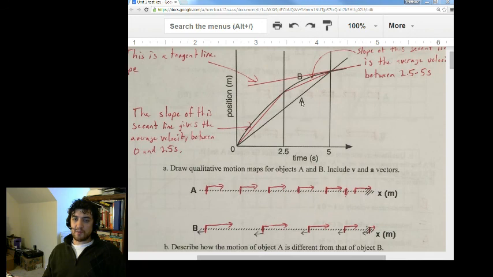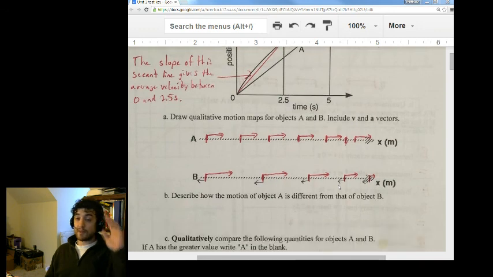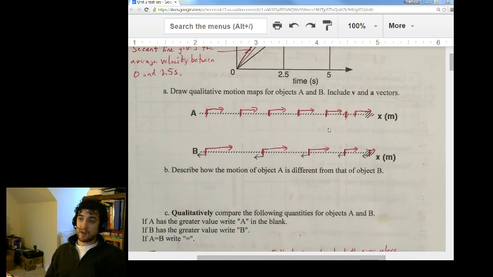Okay. Object A compared to object B. As we look at the motion map here, we can see the most obvious difference is that B is moving with constant acceleration, while A is moving with constant velocity. You can see this because A has a constant slope, where B's slope is diminishing over time. So if we want to know how A is different than B, that's it. A moves with constant velocity, B moves with a diminishing velocity. That's really the only difference.